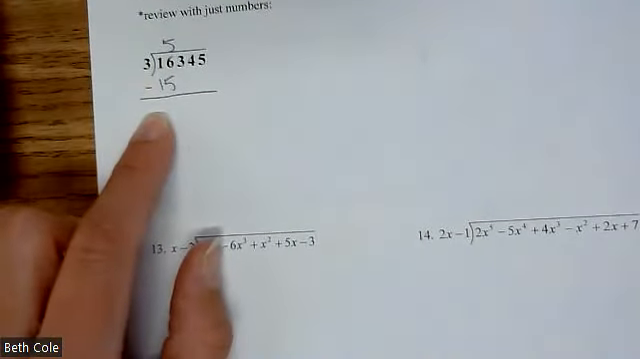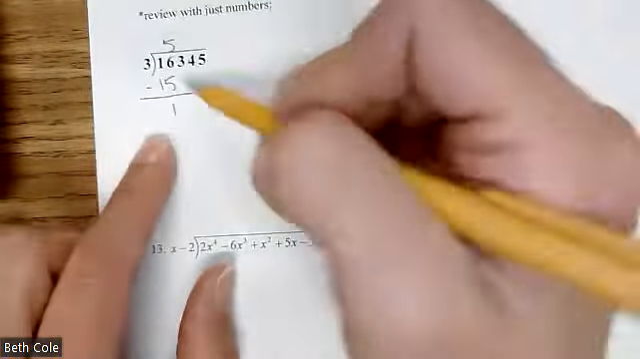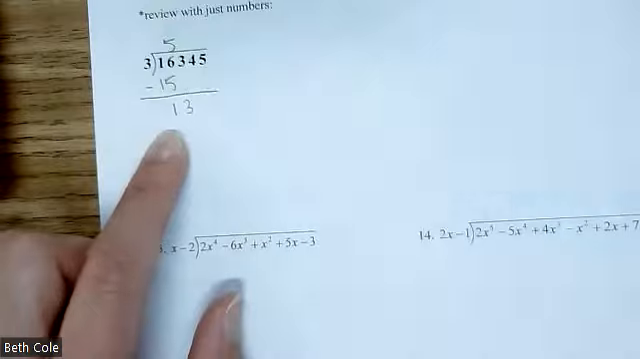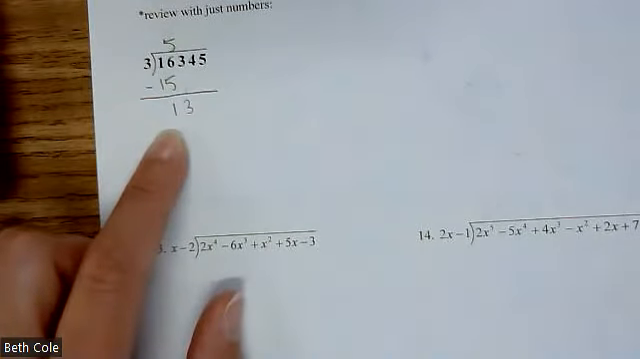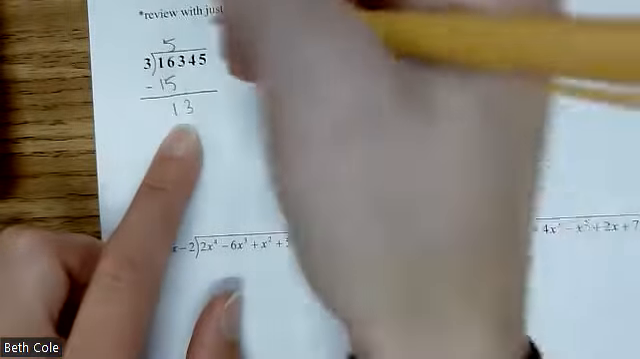And then you're going to subtract. So 16 minus 15 is 1. Do you remember what you do after that? You bring down the next number. So we're going to bring down the 3, and then it's a cycle. It's cyclic. You do it all over again. 3 would go into 13 4 times.